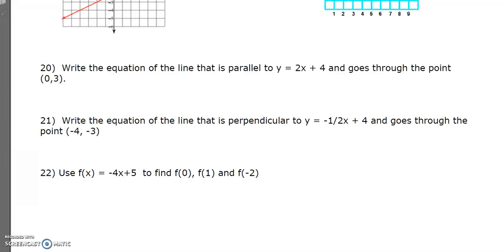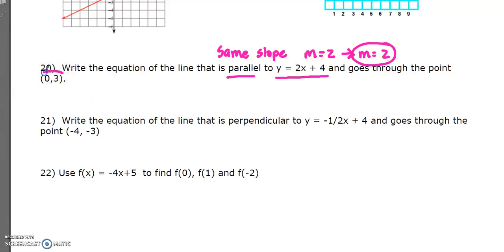Number 20 says, write the equation of the line that is parallel to this line and goes through this point. So parallel, remember, means that the slopes are the same. Looking at the equation they gave me, my slope is 2. So that means my slope for my new equation will also be 2. So I have a slope and I have a point. I could put it into point slope form, which I will write right here.